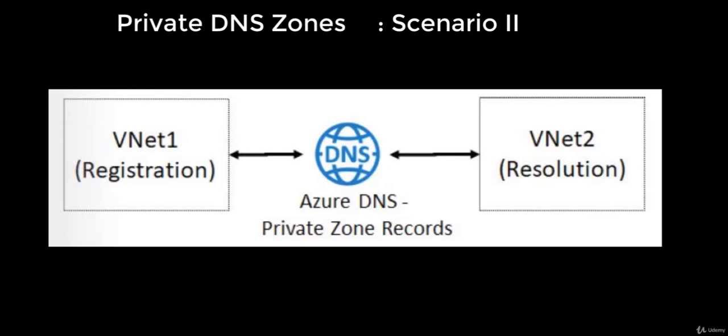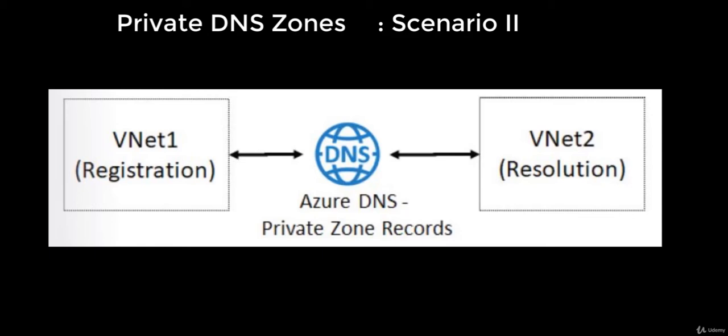VNet 1 is designated as a registration virtual network, and VNet 2 is designated as a resolution virtual network. The intent is for both virtual networks to share a common zone. The resolution and registration virtual networks are linked to the zone. DNS records for the registration VNet VMs are automatically created, and you can manually add DNS records for virtual machines in the resolution virtual network.